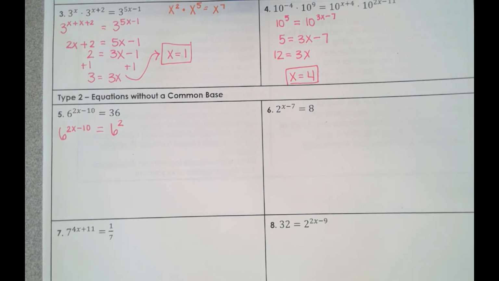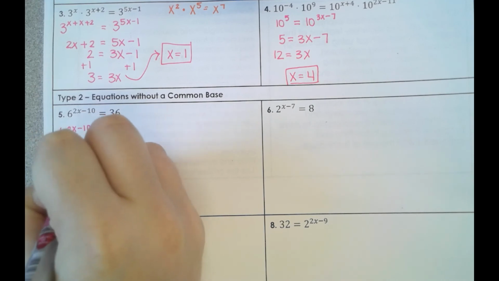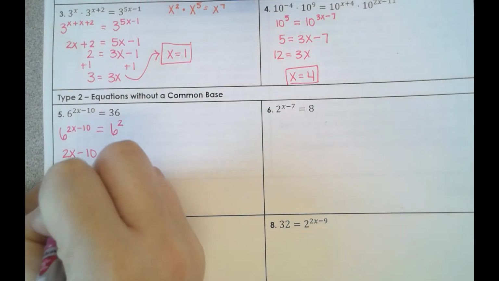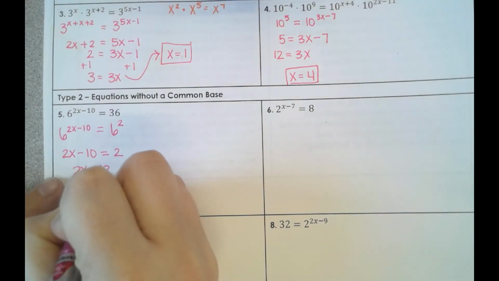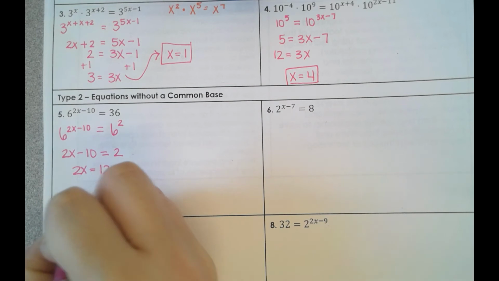If you don't know your multiplication facts, this might require a little extra guess and check. But 2x minus 10 equals 2. If I add 10, we get 2x equals 12. So x equals 6.